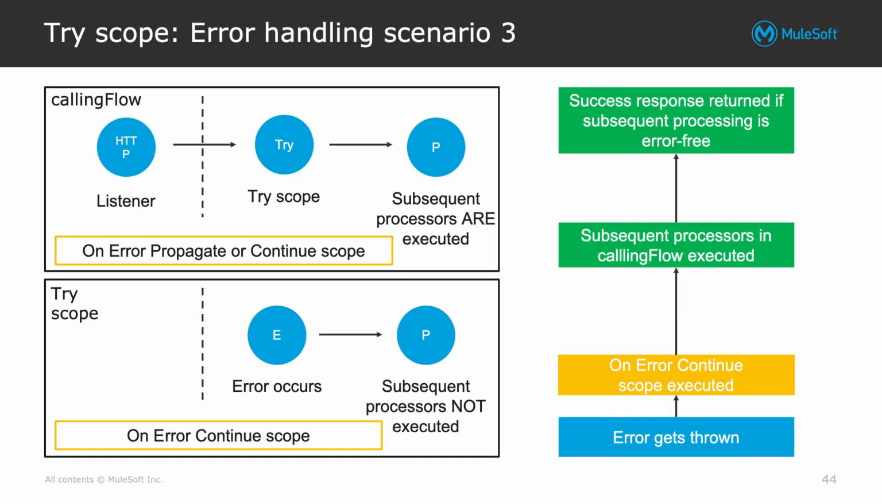In Scenario 3, the parent flow has either an on-error propagate or continue error scope and contains a try-scope with an on-error continue error scope. As the flow is executing, an error occurs on the processor labeled E in the try-scope. Processing stops, and the event is sent to the try-scope error handler. When the processors in the error scope finish executing, it resolves the error and returns the event to the parent flow, which continues to execute the rest of the processors in the flow. The response that is returned to the client depends on what happens in the subsequent processors and the type of error scope in the parent flow.